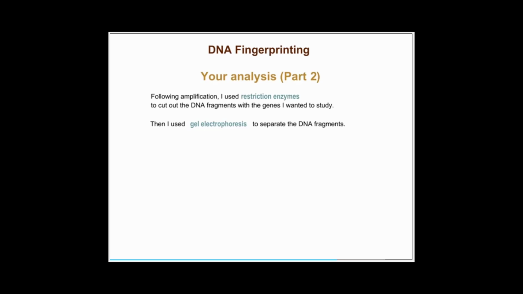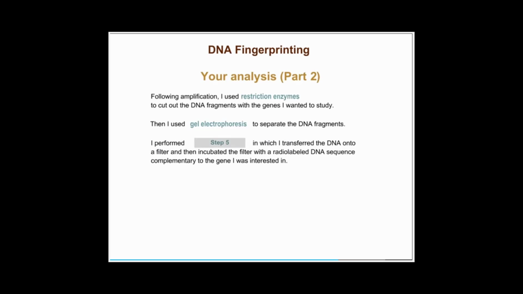After separating the DNA fragments using gel electrophoresis, you performed a Southern blot in which you transferred the DNA onto a filter and then incubated the filter with a radiolabeled DNA sequence complementary to the gene you were interested in. Southern blot is the standard procedure used to prepare DNA for probing. This final step with the radiolabeled DNA sequence is called hybridization to a probe. The probe hybridizes to the gene of interest and can be visualized by autoradiography for a radioactive probe. This step can be repeated for multiple genes.